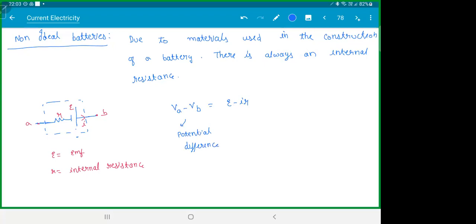Now be careful here. Potential difference is different from EMF. We'll talk more about that on the next page. Potential difference is different from EMF. Have a look at this.